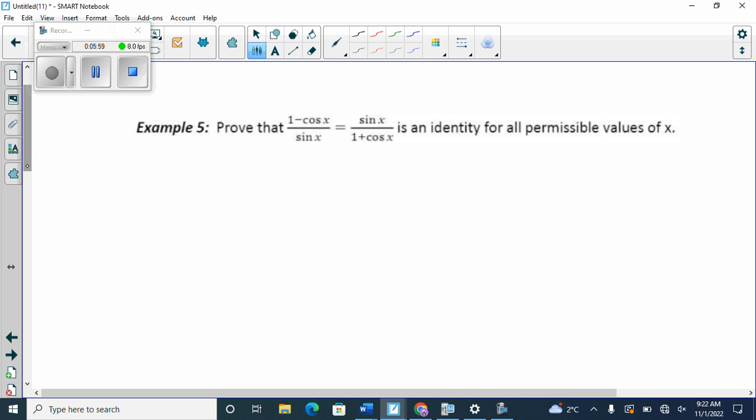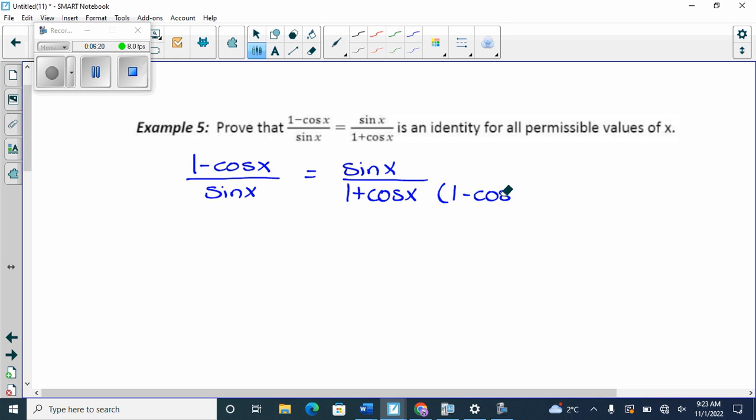So I'm going to do this one in the other method. So I have 1 minus cos x over sine x equals sine x over 1 plus cos x. I'm going to pick this side because it's easier to write on. This will get squishy. So I'm going to multiply this one by 1 minus cos x, and I have to do it to the top.